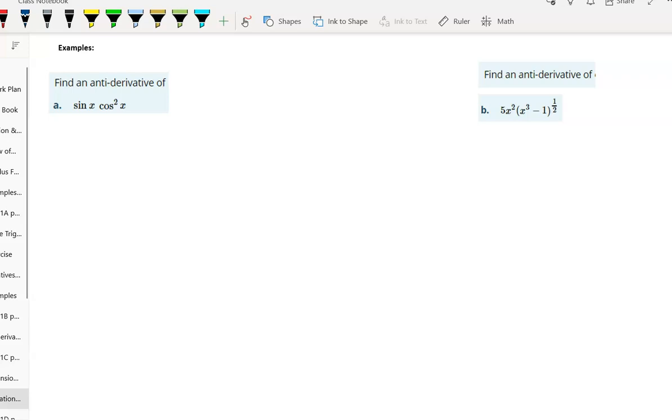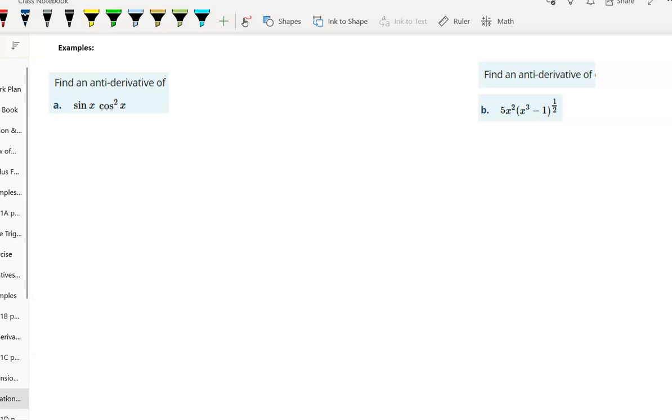In this unit on integration by substitution, I'd like to do a couple of examples with you to get you started on this sort of problem. As you can see, there's two examples on the screen. The first one, we'll do the one on the left, find an antiderivative of sine x cos x squared.